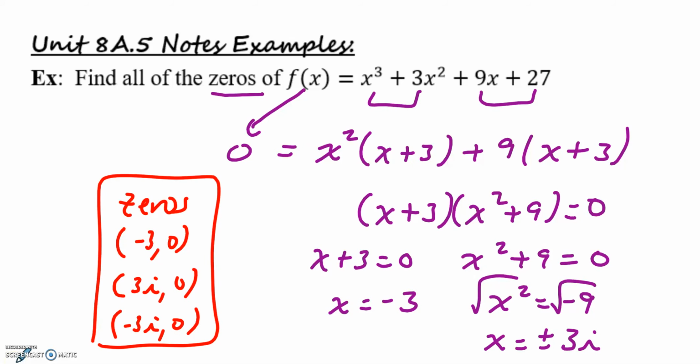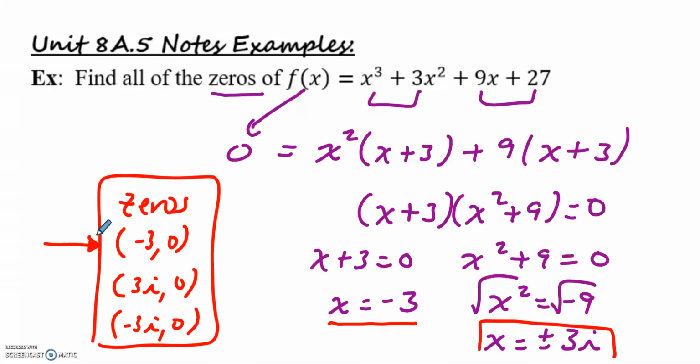So when I solved this, I took out a GCF of x squared in the first two terms and a 9 in the second two terms. When I took out those GCFs, I got it to factor to (x plus 3)(x squared plus 9). When I solved, I got one real root of negative 3, 0, and I got two imaginary roots of positive and negative 3i. So if I were graphing this, which we will be in a little bit, the only root that I'd be able to see on the coordinate plane is negative 3, 0.